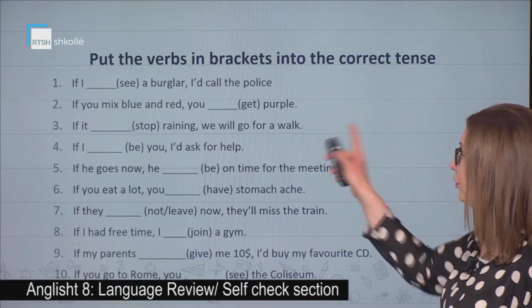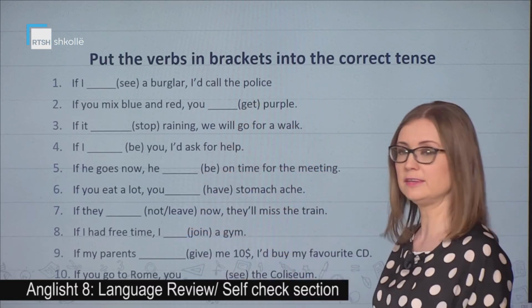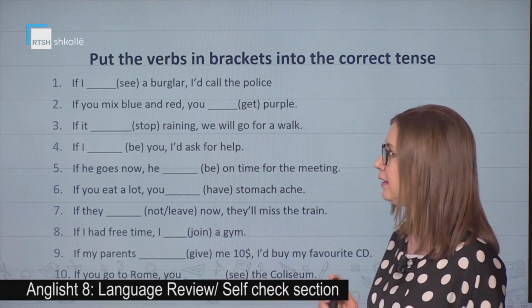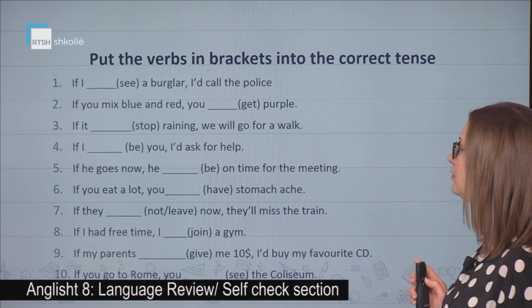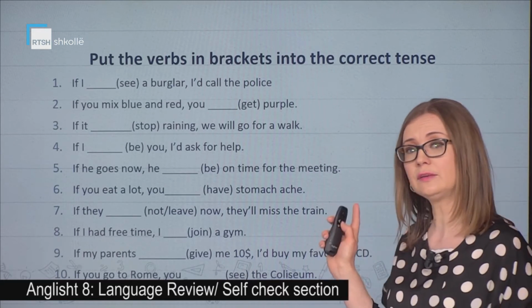Now we have to put the verbs in brackets in the correct form. So we have 10 sentences, and the verbs in brackets are in each of the sentences. Be careful by keeping in mind the right, correct tense.